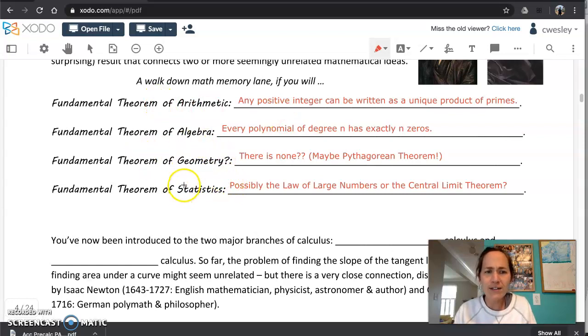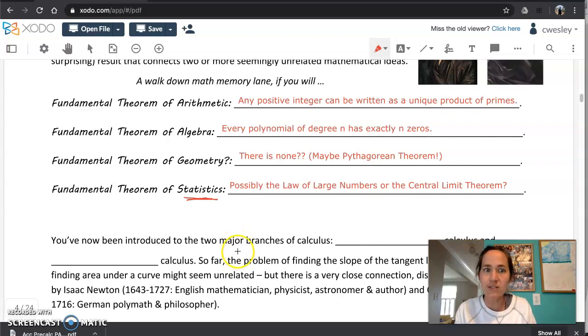I couldn't find in my research a fundamental theorem of geometry, so I was thinking maybe there isn't one, maybe there's just a bunch of different fundamental theorems of certain areas of it, but Pythagorean theorem seems like a common thread with a lot of geometric ideas. And then I would throw this back to my students taking statistics to answer this question for me, or maybe talk to Mr. Russo and find out what is the fundamental theorem of statistics.